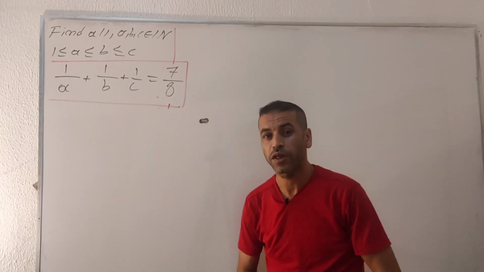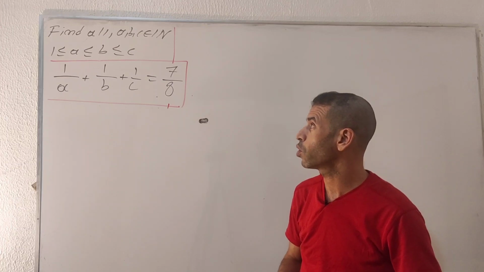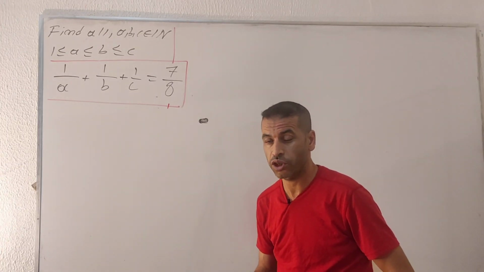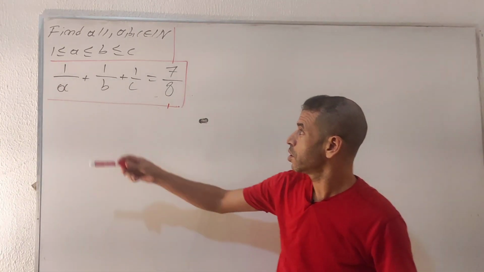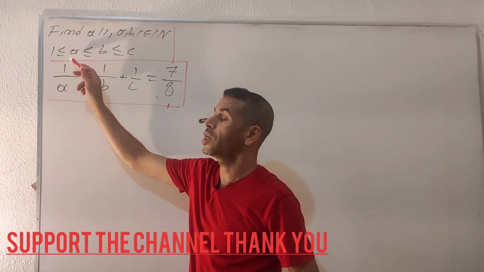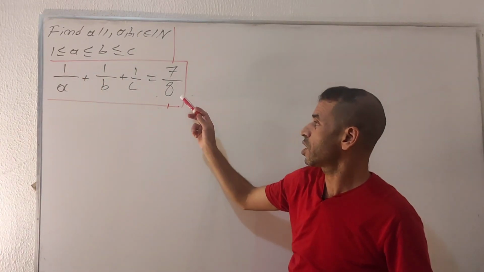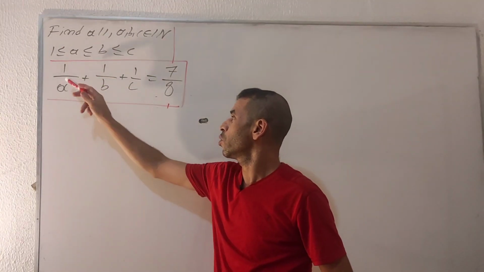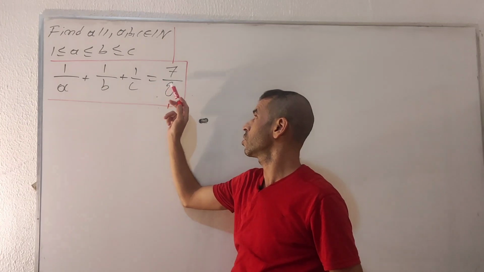In today's video, here is a nice problem regarding arithmetic and number theory. Here is the following setup. Find all A, B, and C as natural numbers that satisfy the following statement. The first condition: 1 is inferior or equal to A, which is inferior or equal to B, and B is inferior or equal to C. The equation to satisfy is: the inverse of A plus the inverse of B plus the inverse of C equals 7 over 8.